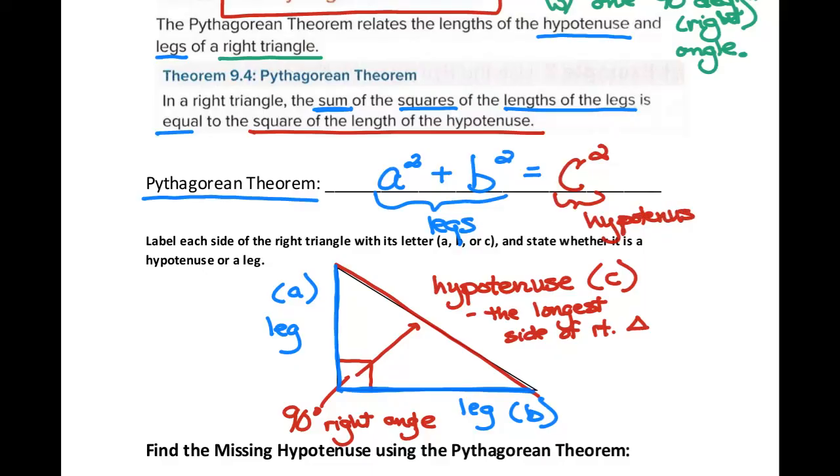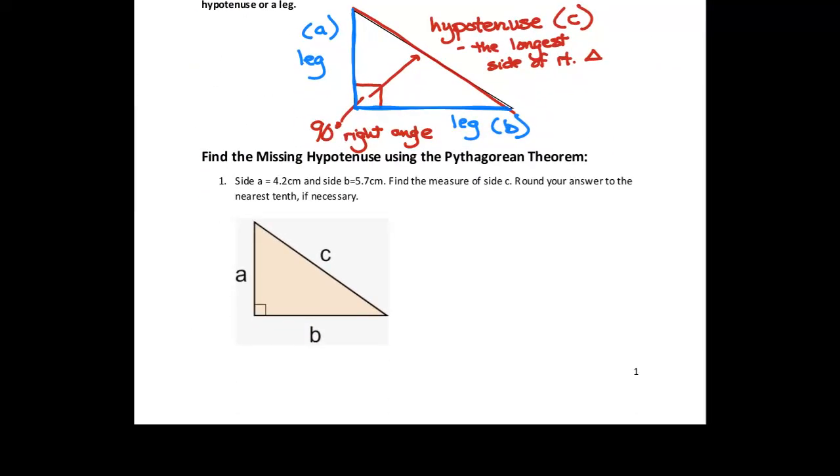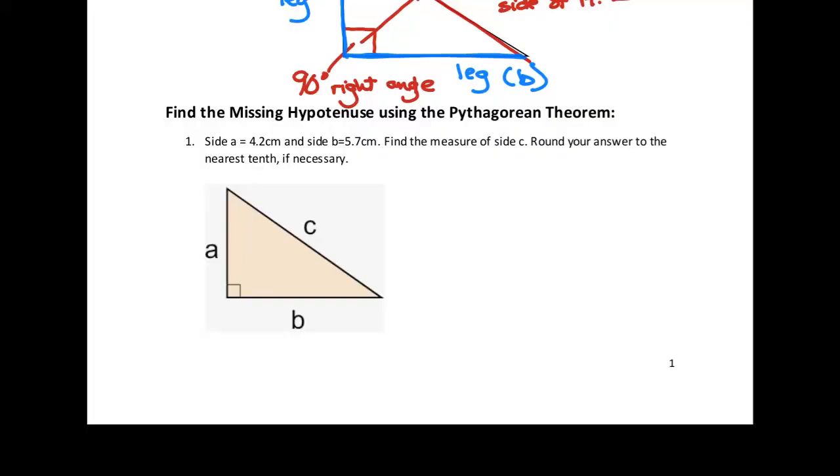A and B are your legs. And it does not matter which leg is A and which leg is B. Does not matter at all, as long as you're not talking about the hypotenuse, the longest side C. So let's go down to our first problem. Now listen to me carefully. I want you for this whole week and probably the next chapter also, we are dealing with a lot of formulas. I want you to write the formula first. So Pythagorean theorem, a squared plus b squared equals c squared.